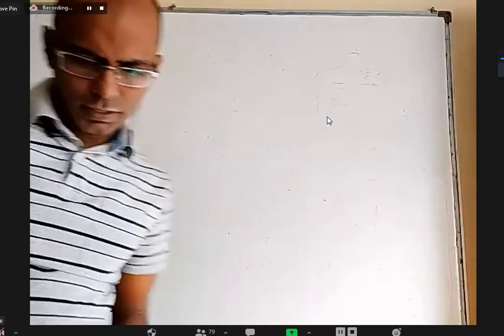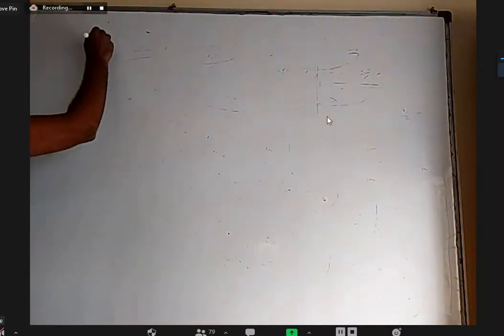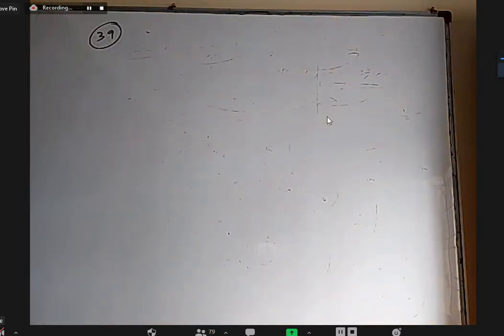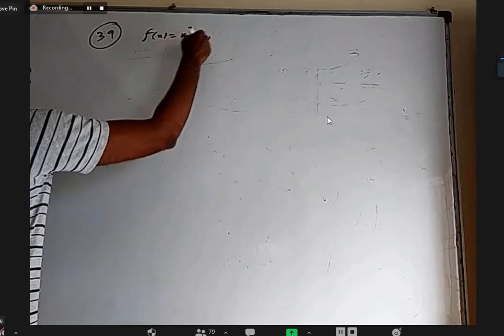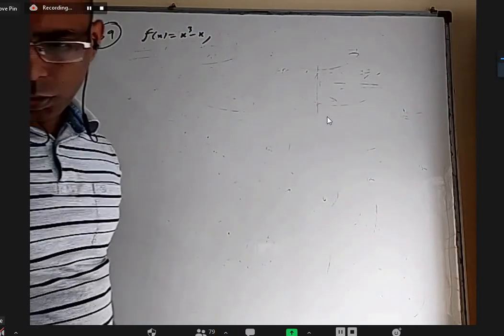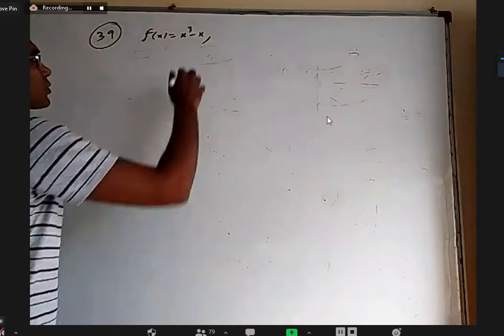Okay, 39. They gave f of x equal to x cube minus x, and g of x equal to sin 2x.